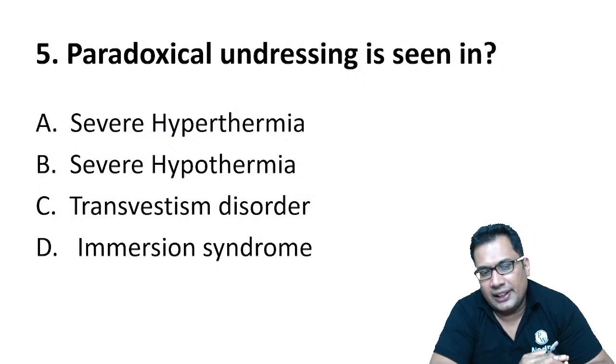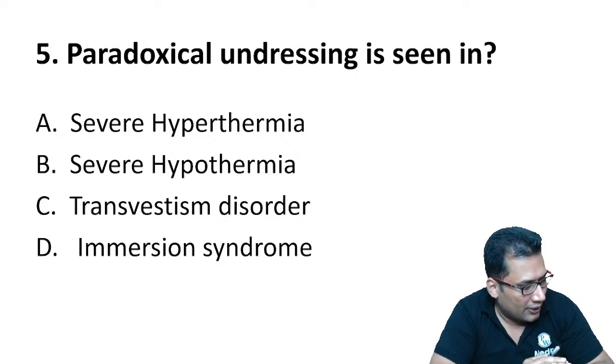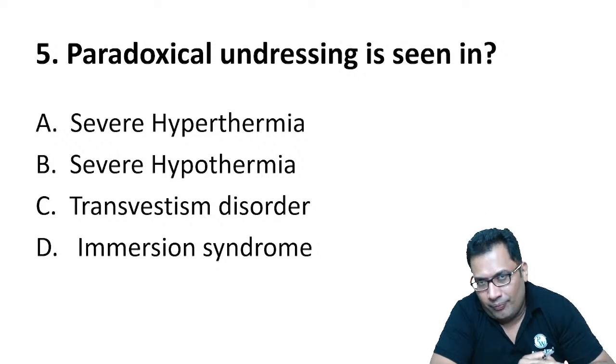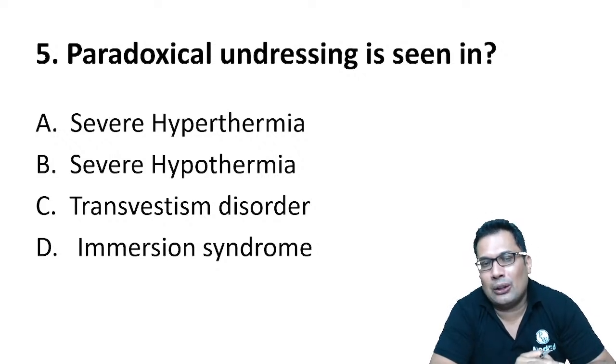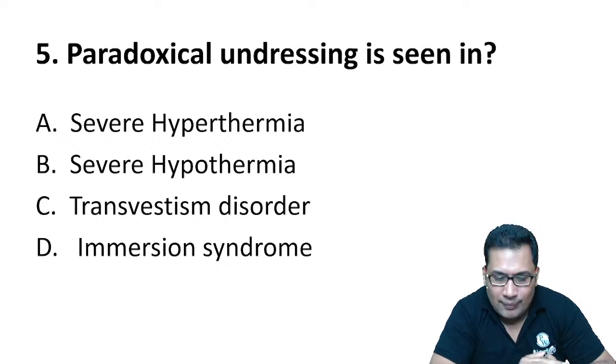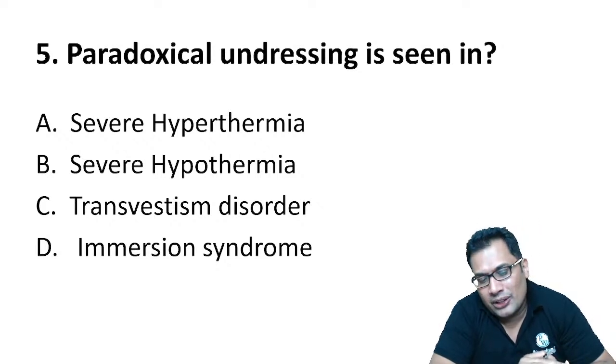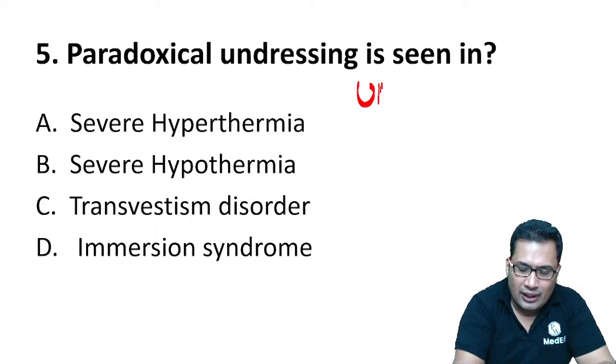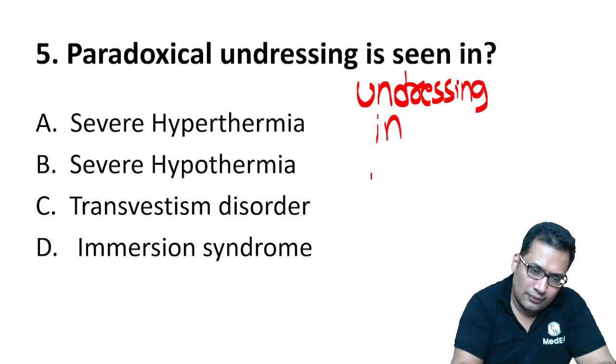Paradoxical undressing is seen in, the last question of the Farre series of this session: severe hypothermia, transvestism, sexual perversion. So common in males, wearing female clothes, behaving like a female. Transvestism. Immersion syndrome, that is an example for drowning. So what would be the answer, guys? Paradoxical undressing, that is undressing in extreme cold condition.